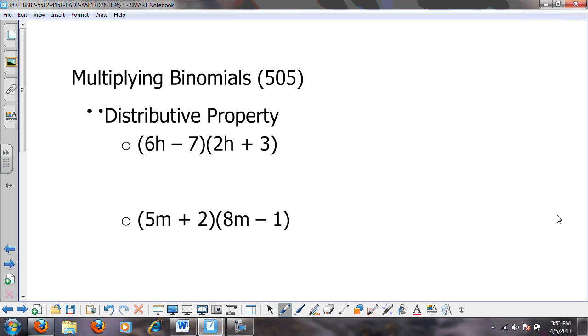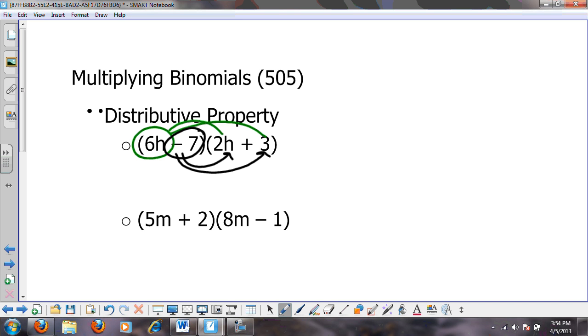And now we're not going to just factor out a monomial. We're multiplying together binomials. In other words, two polynomials that have two terms apiece. And when we do that, we need to distribute. It's like we're distributing the two terms in here and multiplying them by the two terms here. So basically, I'm taking 6h and multiplying it by each term in there, and then I'm taking the term -7 and multiplying it by each term here. So let's look at that.